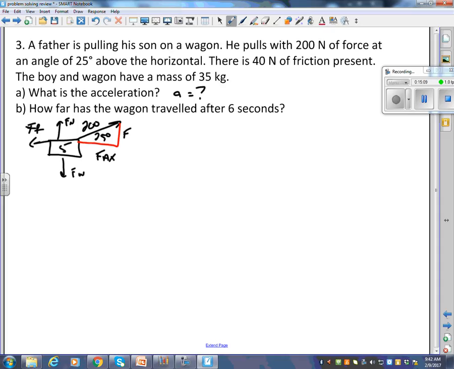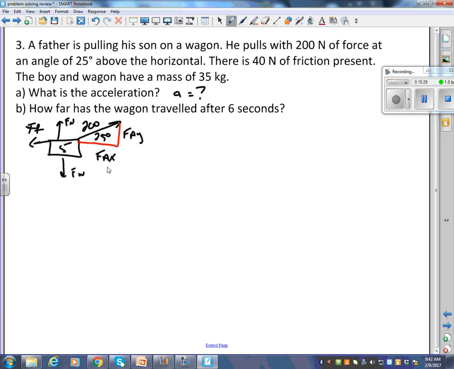This would be then FAY, the Y component. Okay, so it's the FAX, the horizontal component that's going sideways, and the FF, the friction that's also sideways, that sort of give me that net force, right? So step one, what's the first thing I gotta do?